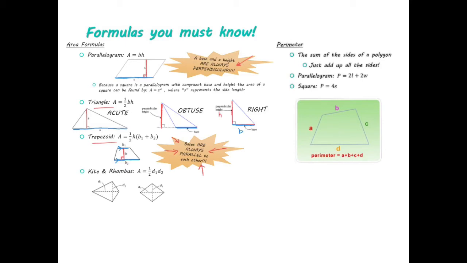And then lastly, we have the kite and the rhombus, where the area is found by doing half of diameter 1 times diameter 2. And the same thing for that rhombus. You probably already know all this stuff about perimeter, but just read over it again and refresh your memory.